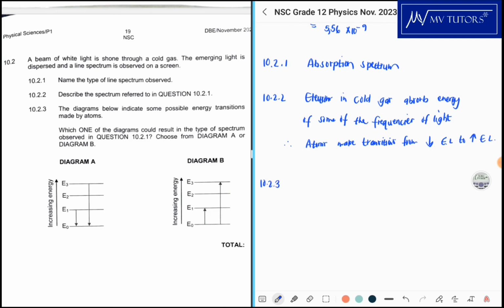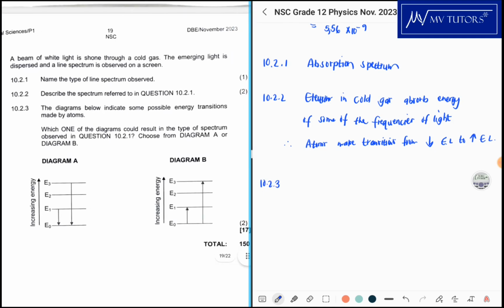Now 10.2.3 says, the diagrams below indicate some possible energy transitions made by atoms. Which one of the diagrams could result in the type of spectrum observed in question 10.2.1? So, like we said, the atoms make transitions from lower energy levels to higher energy levels. So therefore, diagram B would work better because we see we're going from lower energy to a higher energy.